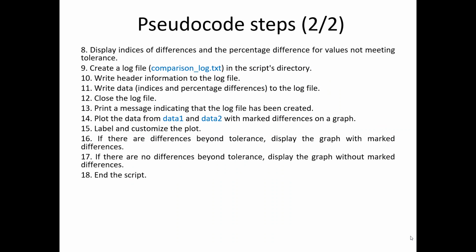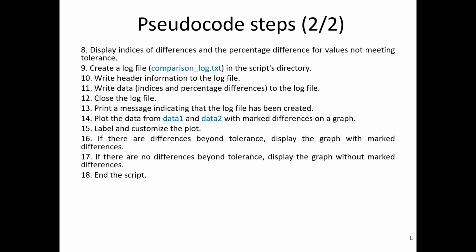We create a log file. Ang pangalan ng log file, comparison underscore log. So it's a text file that you could open in Notepad in the scripts directory. And then write header information to the log file, write data or indices and percentage differences to the log file, then we close the log file. Then print a message indicating that the log file has been created.